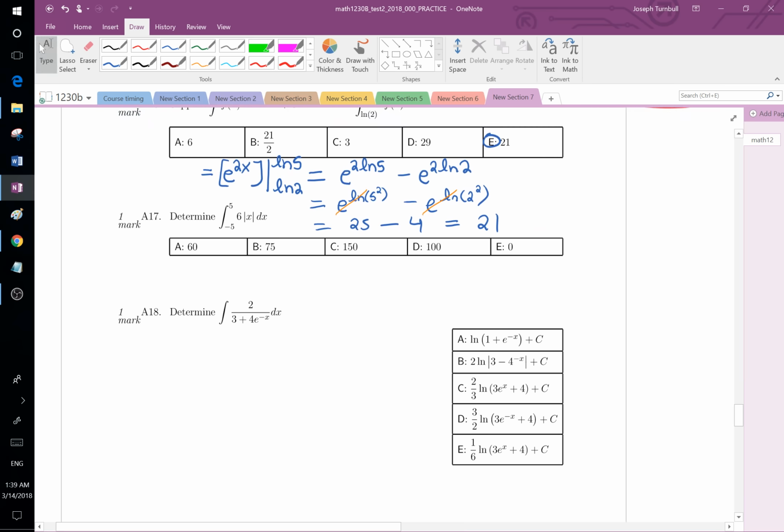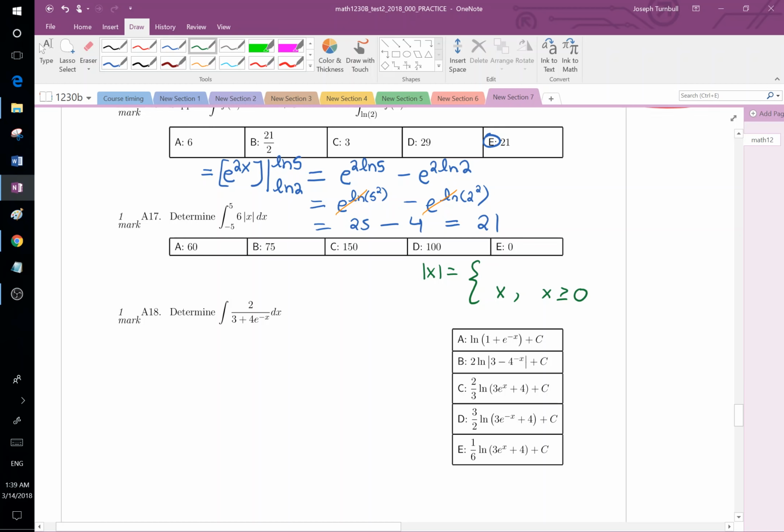Okay, and then 17. New type of problem this week. You would have seen this in Monday's class or Tuesday's class, depending on your section. It's an absolute value integral. And the way to handle absolute value integrals is to split the integral up into two. Absolute value of x is a piecewise function. It's equal to positive x if you give it a positive x value.